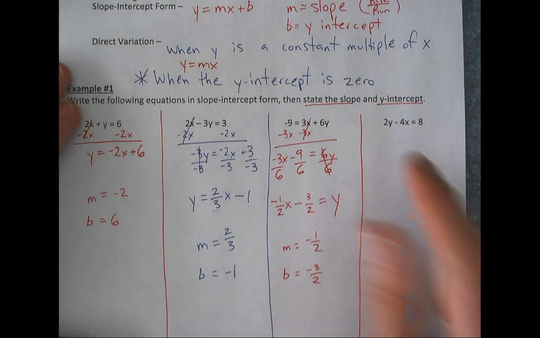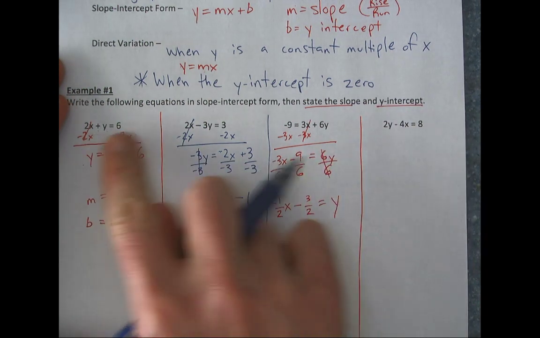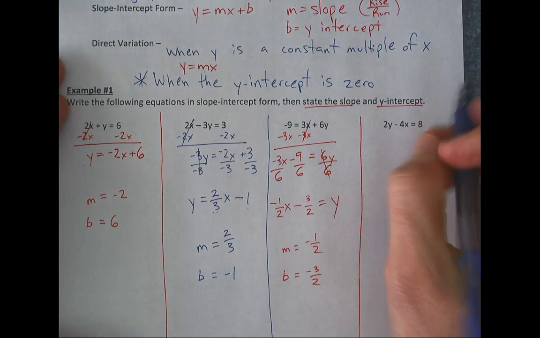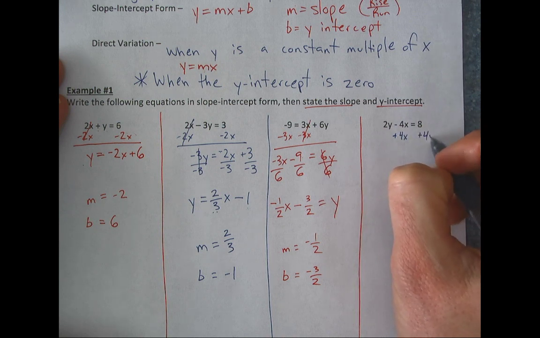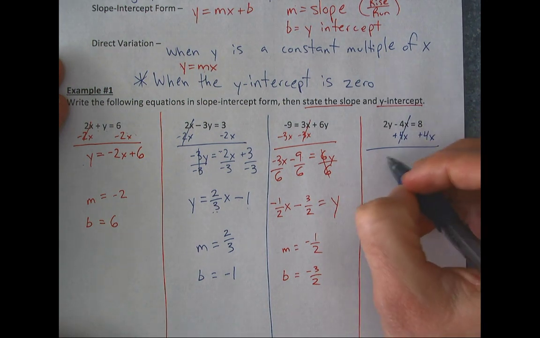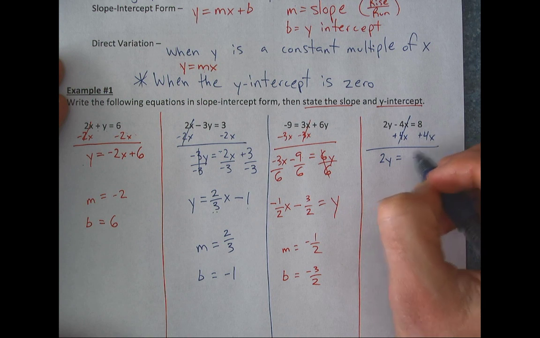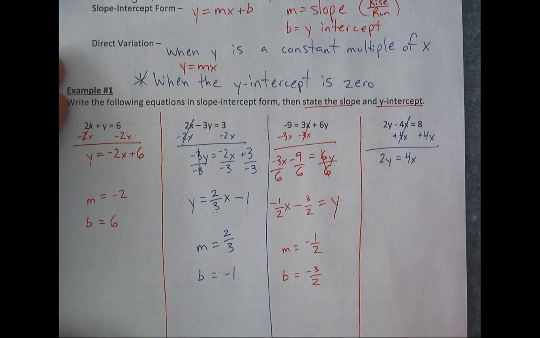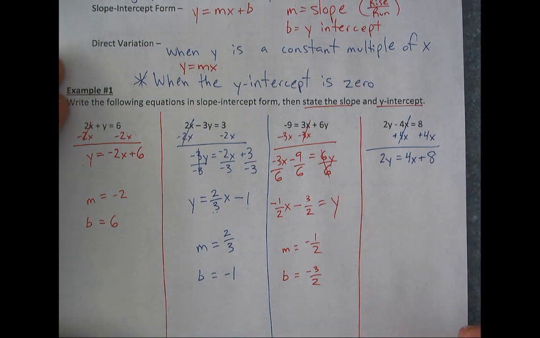All right, last one. Here's my y. Let's get rid of this. Now, this is the first example where the x is a negative, so that means we're adding to get rid of it. So minus 4x, we got to add 4x. So 2y's left over. Positive or plus 4x goes up front. Positive 8 plus 8 goes there.